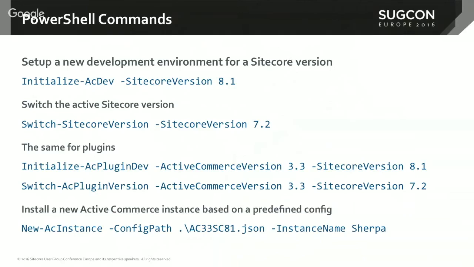If you want to switch the version of Sitecore that your Visual Studio is currently configured for, there's another command for that. And then we have similar commands for the plugins. And then if I just want to set up an instance of ActiveCommerce, I have another PowerShell command I can run, pointed at that JSON config and specifying which instance within that config I want to run or build.